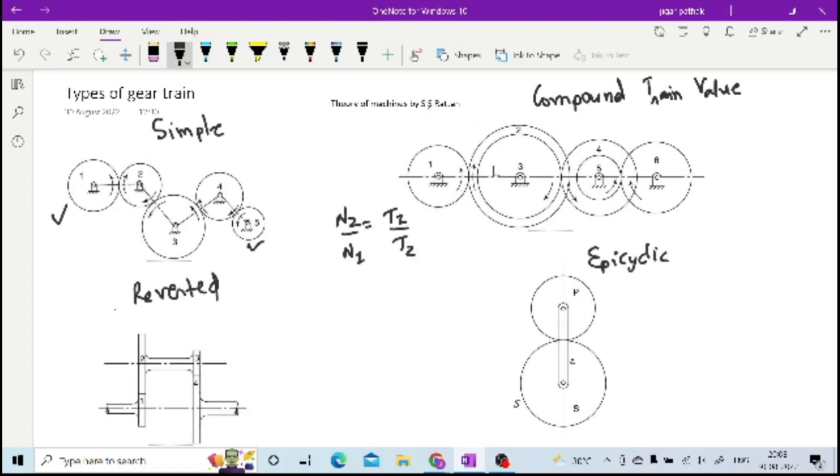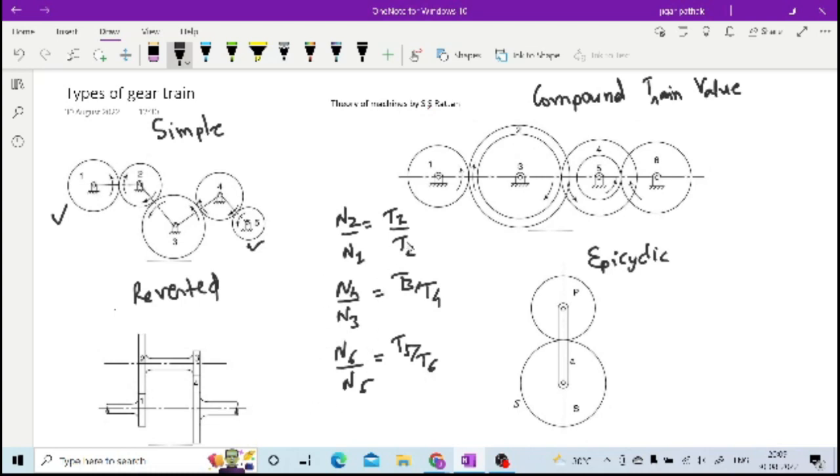Now 2 is not transmitting to 3 because 3 is already on the same shaft as 2. So now 3 is running at the same speed as 2 and it is transmitting the power to 4. So n4 by n3 is equal to t3 by t4. Now 4 is not transmitting power to 5 because 4 and 5 are also on the same shaft. So now 5 is transmitting to 6. So if 5 is transmitting to 6, then n6 by n5 is equal to t5 by t6.